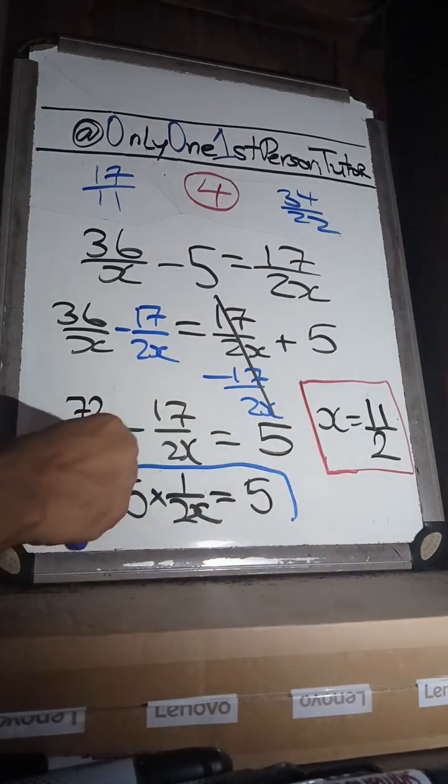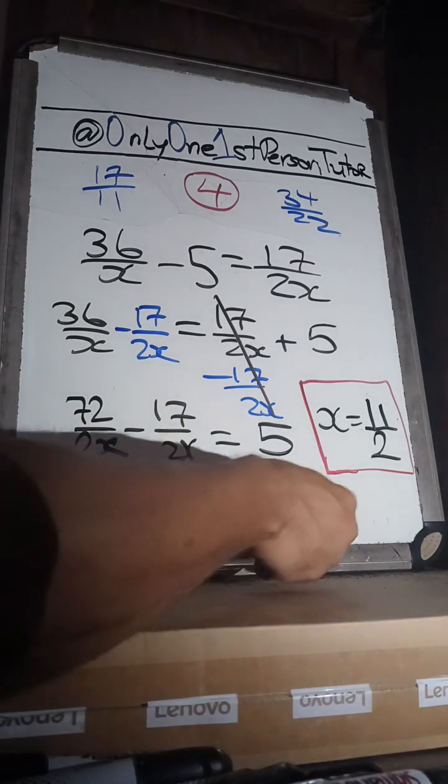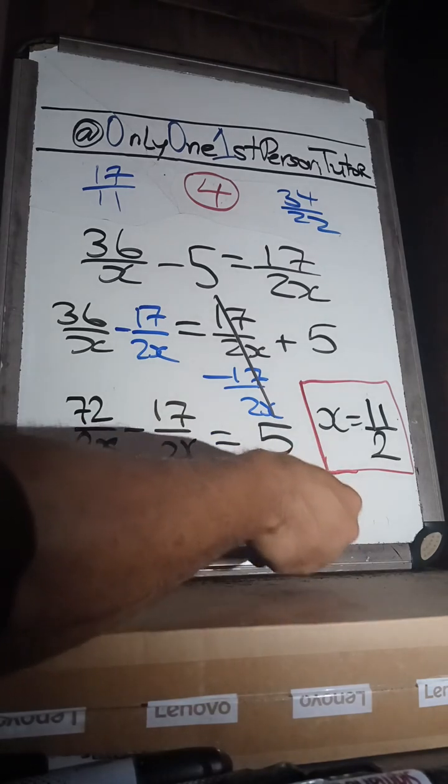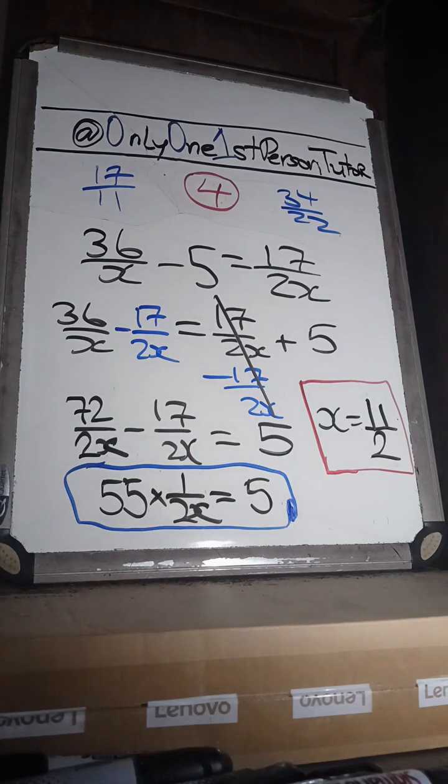So what I was doing before, this is what I was attempting before. That's what it should have been. So it should not have been 55 over 2 in front of x. It should have been 55 times 1 over 2x. Okay. Alright. That's what it should have been.